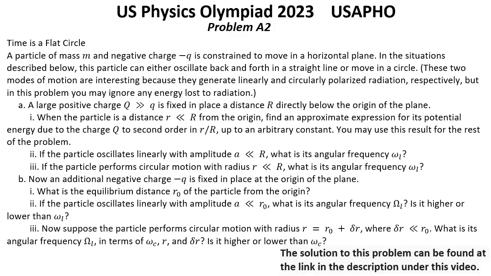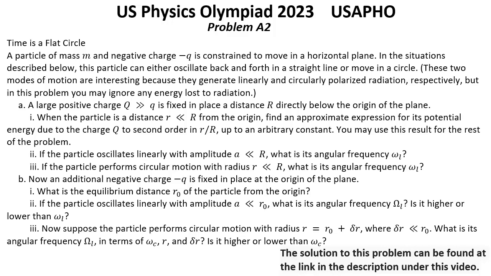Question 2. If the particle oscillates linearly with the amplitude A much less than big R, what is its angular frequency omega L? Question 3. If the particle performs circular motion with radius small r much less than big R, what is its angular frequency omega C? Part B. Now an additional negative charge negative q is fixed in place at the origin of the plane. Question 1. What is the equilibrium distance r0 of the particle from the origin?